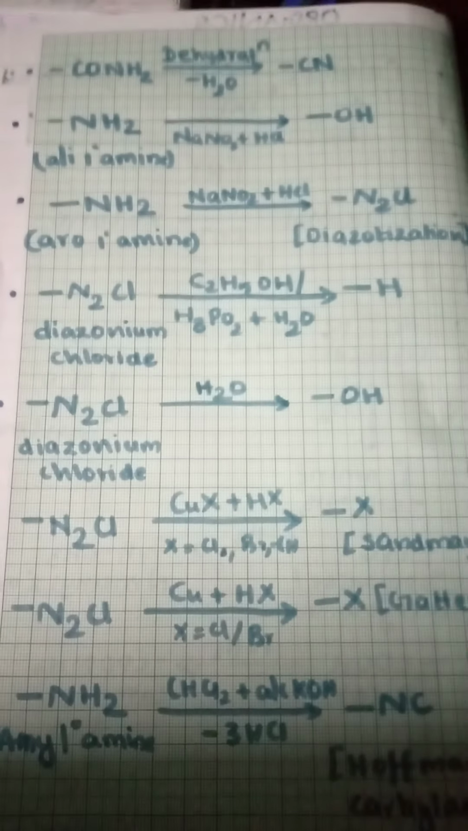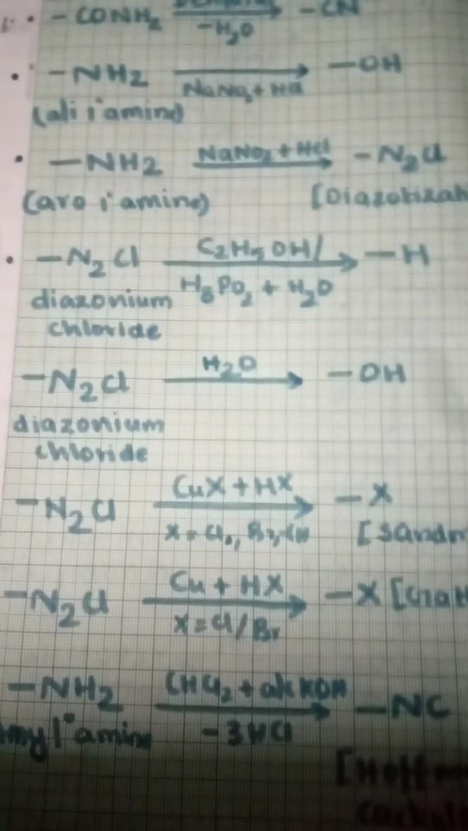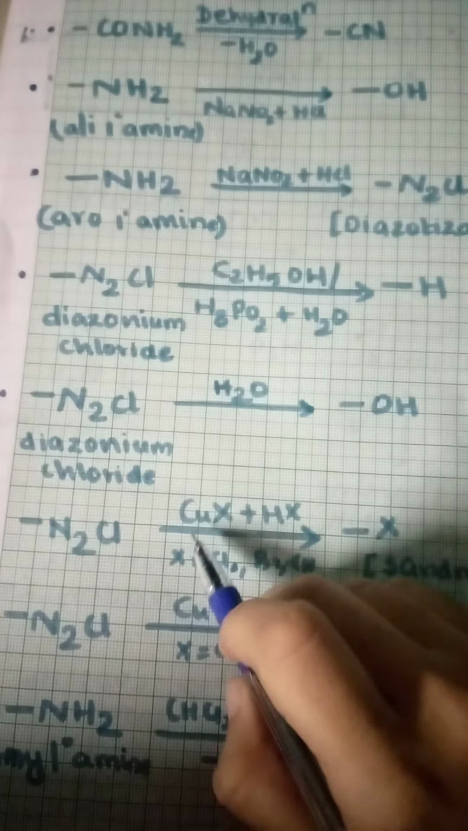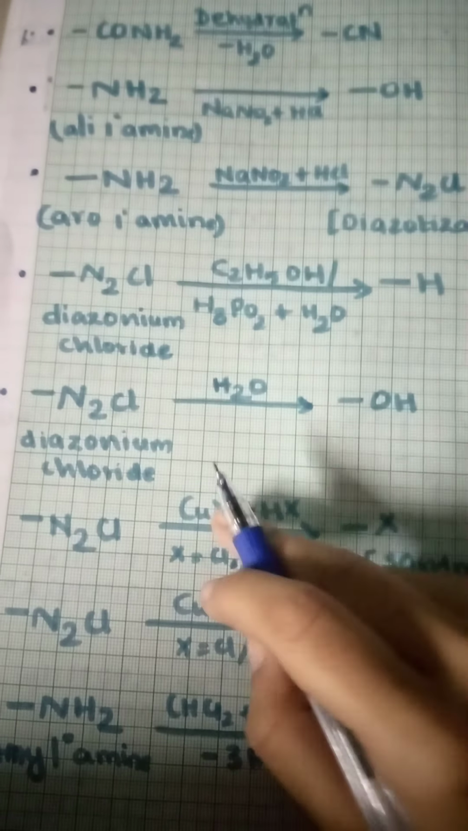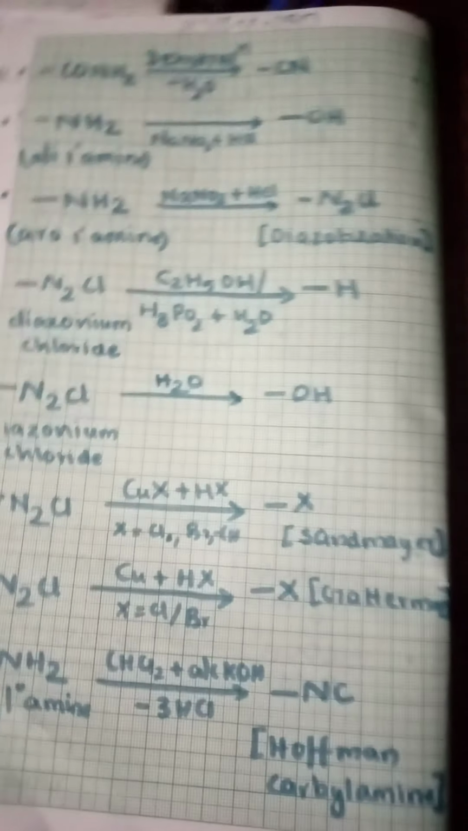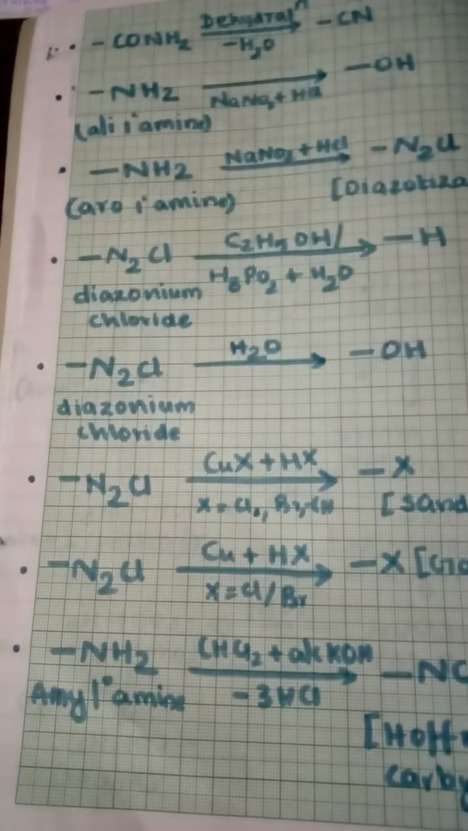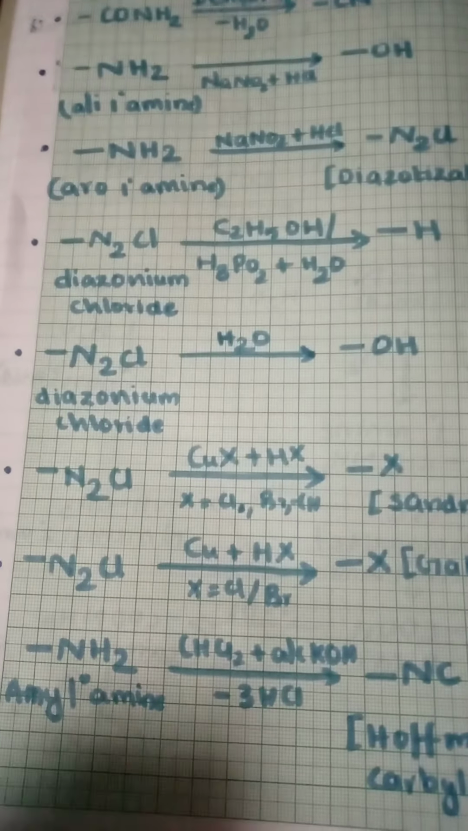Then comes the Gattermann reaction. The Gattermann reaction and the Sandmeyer reaction are exactly the same. The only thing you have to do is remove the X: just add Cu and HX. Remove the X part. You will get the same reactant and the same product, but in the reagent part, just remove the X. You will get the Gattermann reaction also. Okay. Clear?